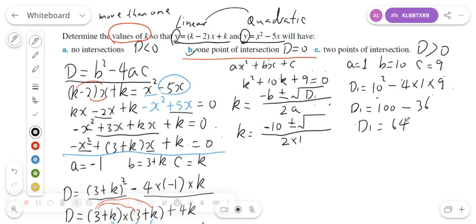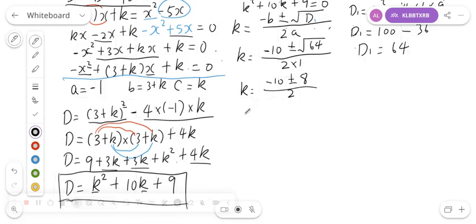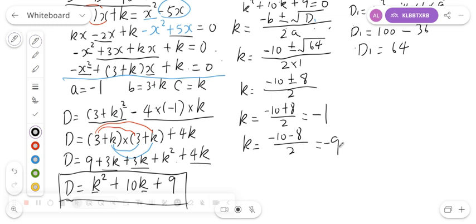Yep. So then if I know d1 is 64, then that means over here under the square root we have 64. So k equals to what? Negative 10 plus or minus 8 over 2. So that means you have two solutions of your k. So k either equals to negative 10 plus 8 over 2, which gives you negative 1, or k equals to negative 10 minus 8 over 2, which is negative 9.